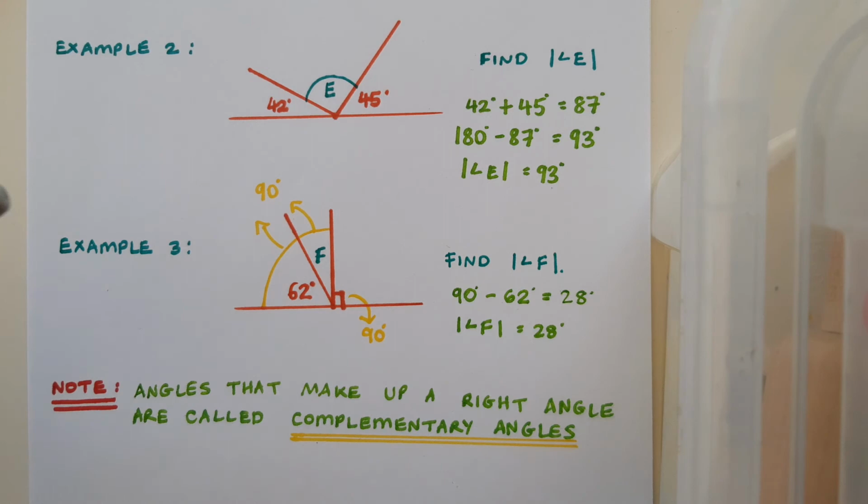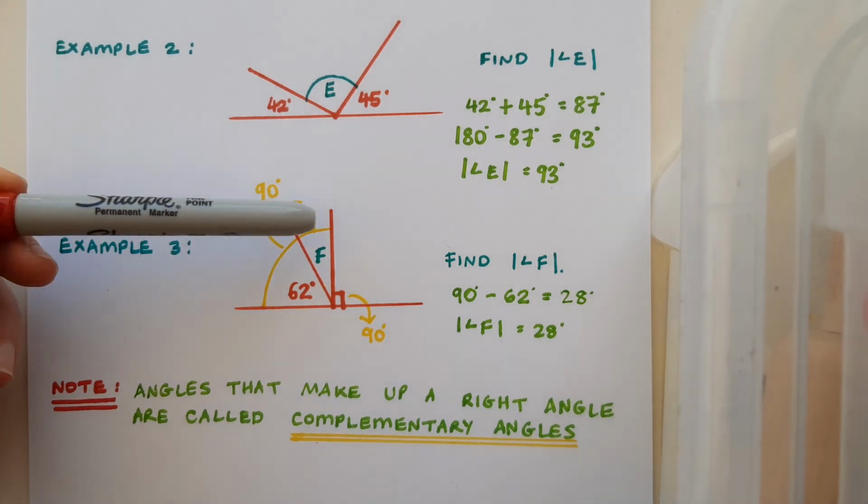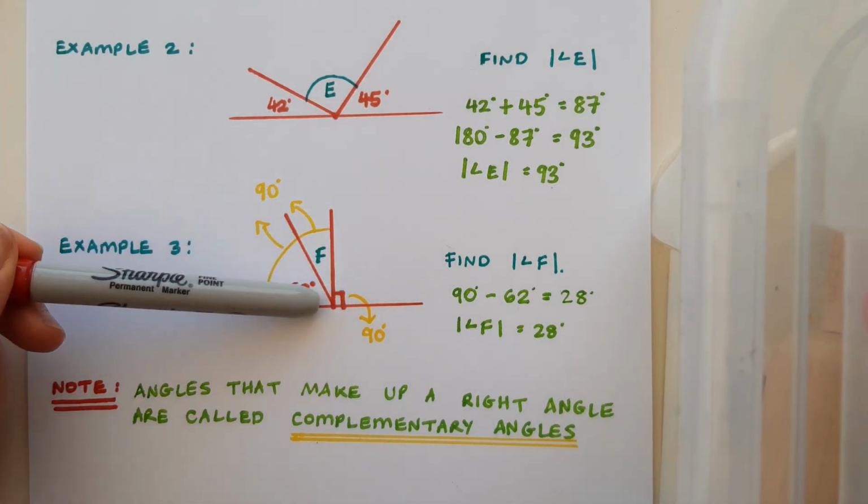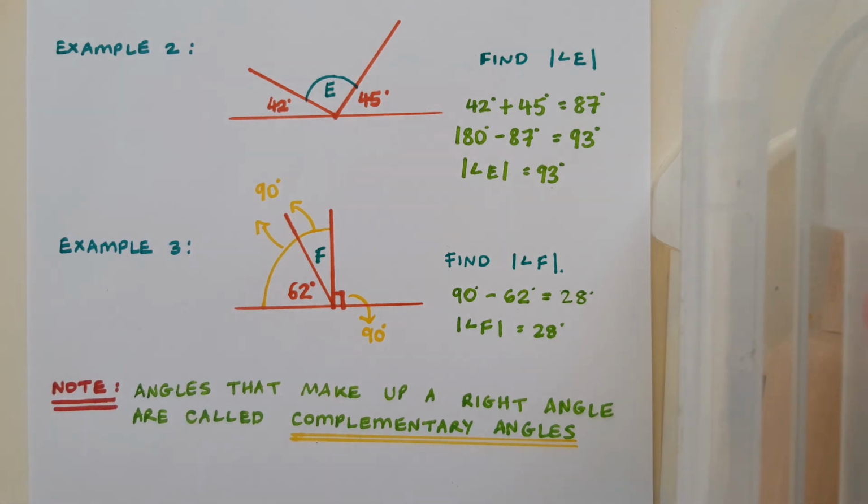Note that in this example, the 62 and the F make up a right angle of 90 degrees. Angles that make up a right angle in this way are called complementary angles. And again, this is an important piece of vocabulary that you will need to learn.